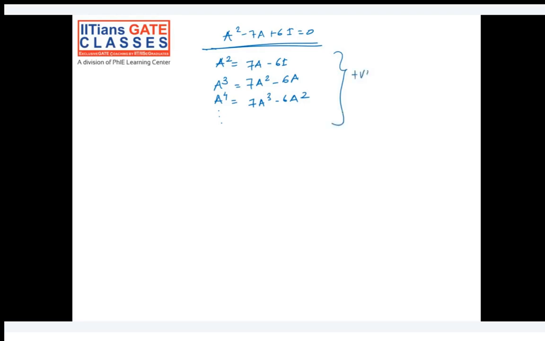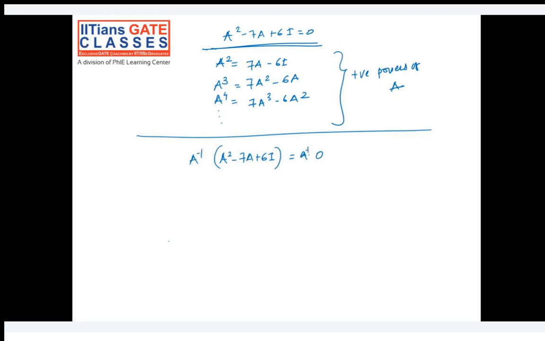Similarly, you can get the negative powers of A. What was our characteristic equation? A square minus 7A plus 6I equal to 0. Okay, multiply with A inverse on both sides. So what will happen if you multiply with A inverse on both sides? A minus 7I plus 6A inverse equal to 0. So from this, A inverse I can write as 1 upon 6 into 7I minus A. Okay, this is your A inverse.